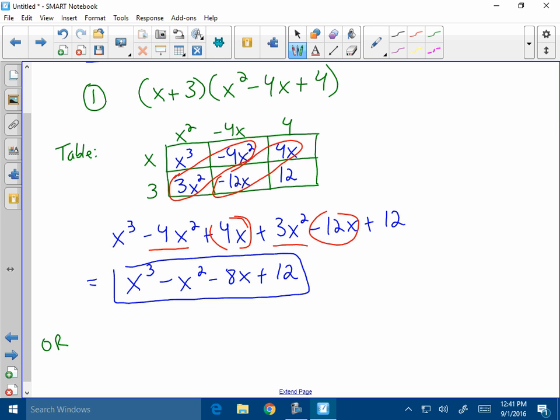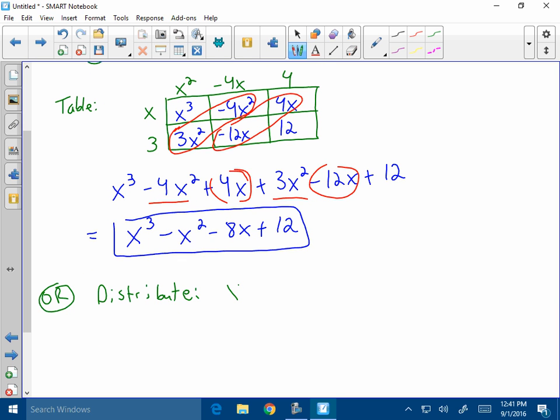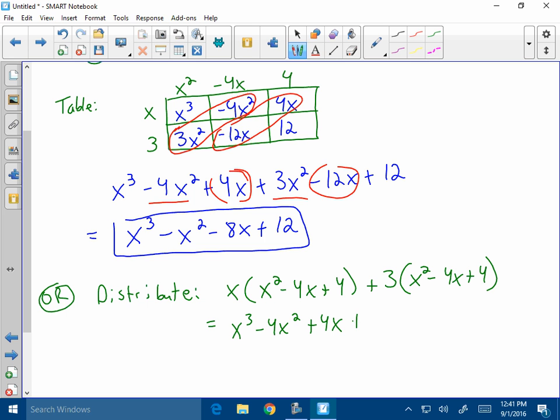Again, if you wanted to try it with distributing, you can do that. You're still going to end up in the same spot. What we're really doing is taking each term from the binomial and multiplying it times everything in the trinomial. So I take the x and multiply it by x squared minus 4x plus 4. And then I take the 3 from the binomial and multiply that times x squared minus 4x plus 4. Then if we distribute it through, x cubed minus 4x squared plus 4x, and then 3x squared minus 12x plus 12.